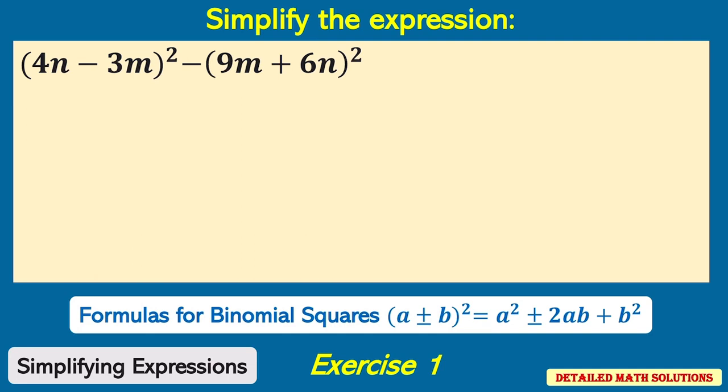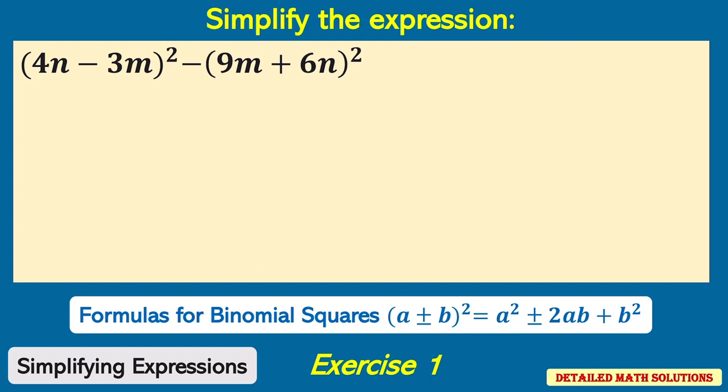Next exercise. Simplify the expression. In the first binomial, (4n − 3m) squared, 4n corresponds to the a in the formula, and 3m corresponds to the b in the formula. In the second binomial, (9m + 6n) squared, 9m corresponds to the a in the formula, and 6n corresponds to the b in the formula.